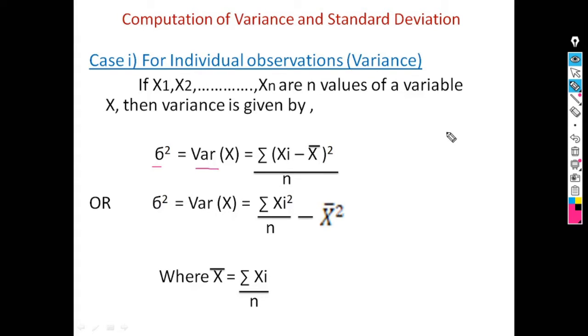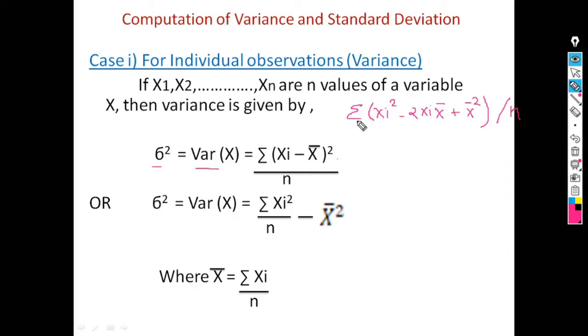If we take this summation sign inside and evaluate the bracket, then we get summation of, if we evaluate this bracket (xi minus x bar) square, we know the formula of (a minus b) square is a square minus 2ab plus b square. Just like this we have to evaluate this term, (xi minus x bar) square. So it is xi square minus 2 xi into x bar plus x bar square, divided by this n.